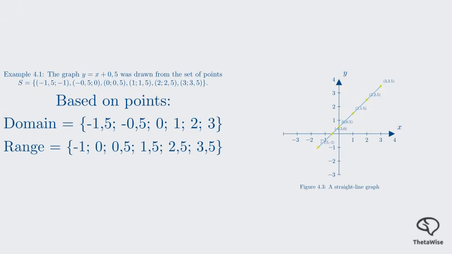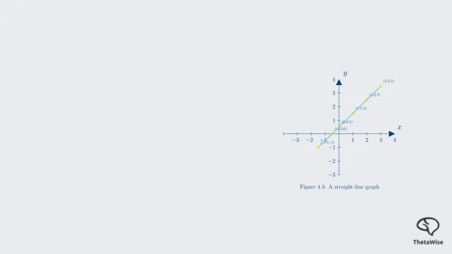However, this is only part of the story. The graph is a solid line, which means it includes every single point between those endpoints. This means the domain and range contain infinitely many points, not just the ones we started with. To describe these infinite sets, we use inequalities and set builder notation.